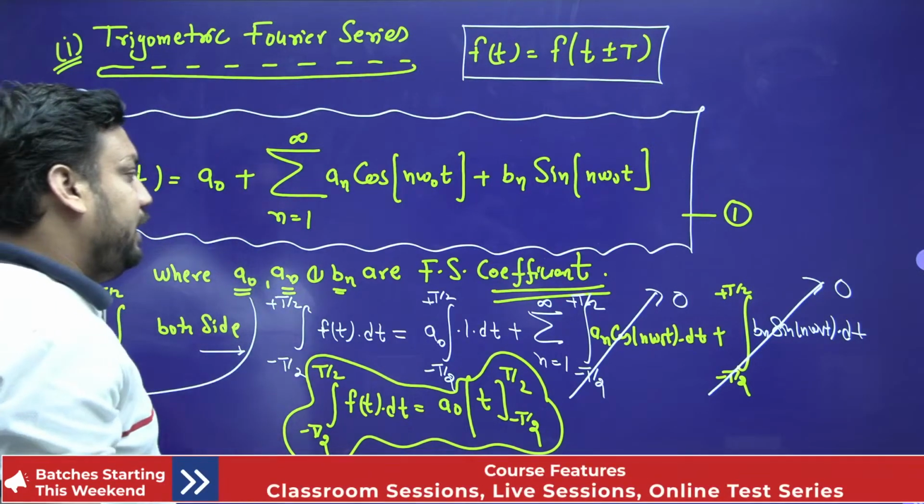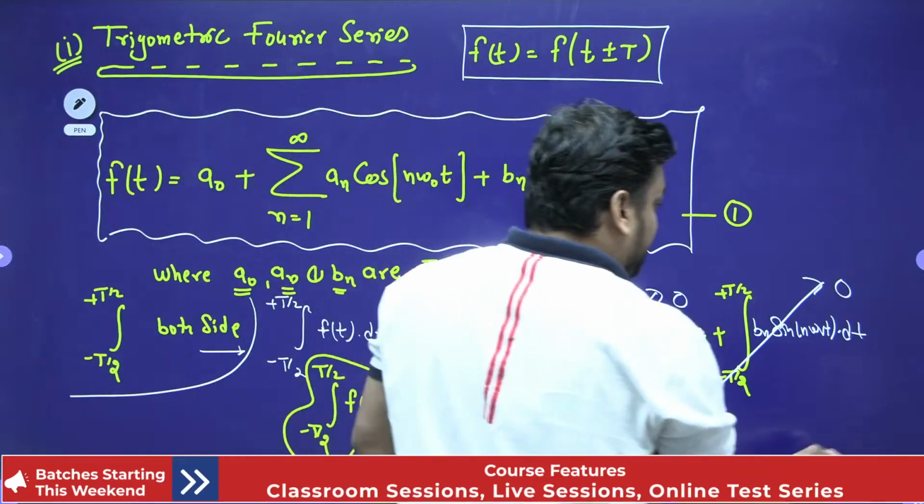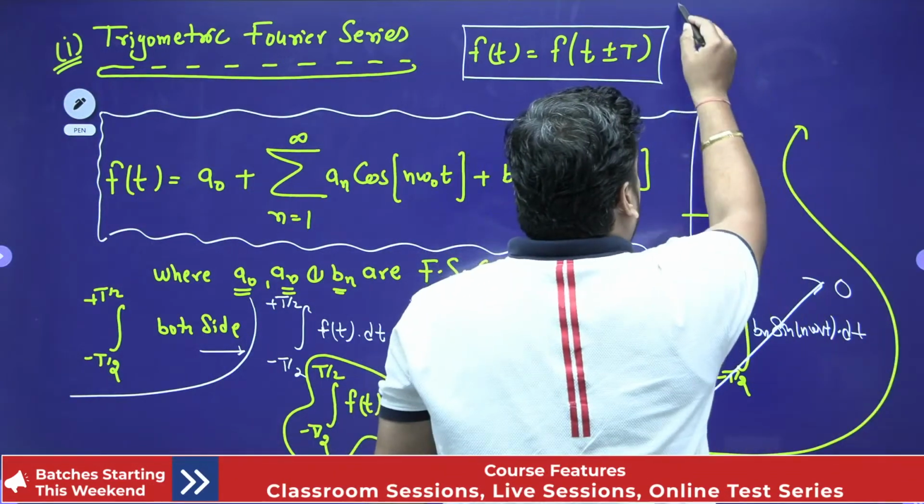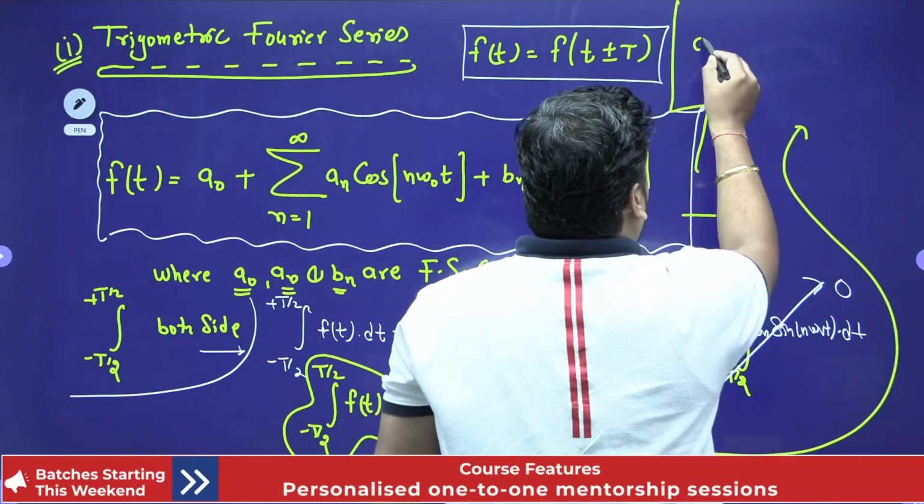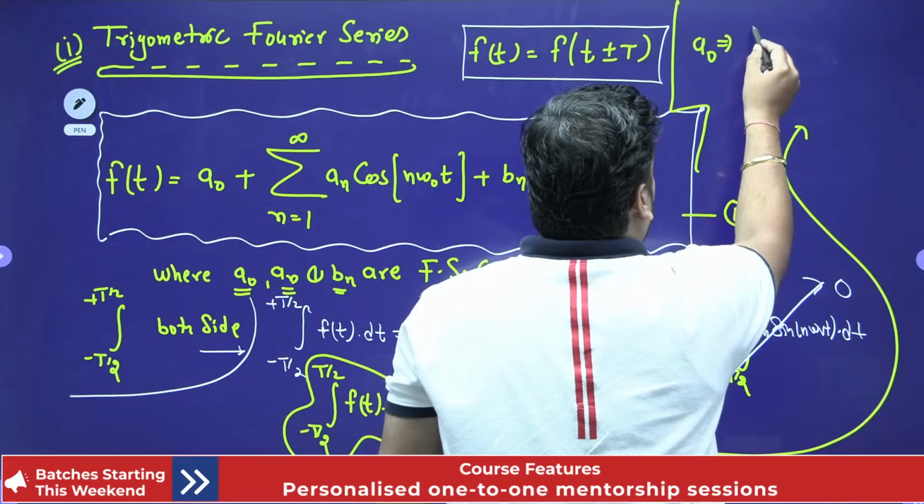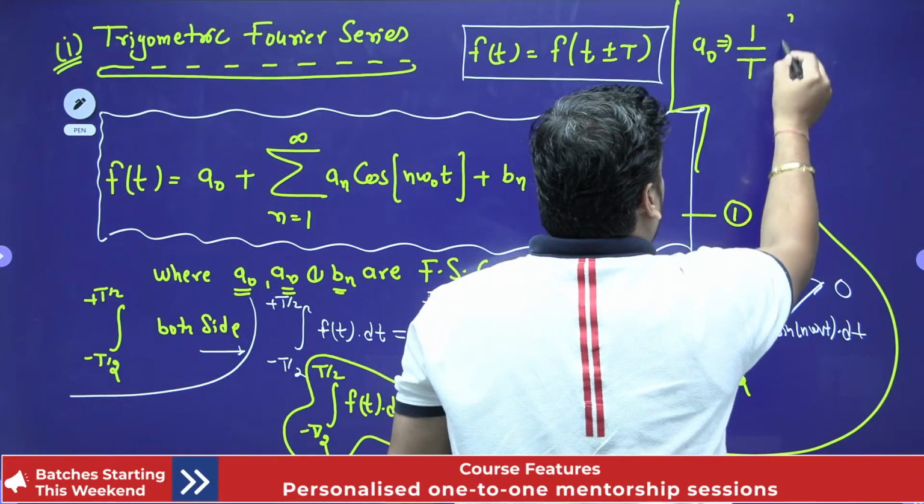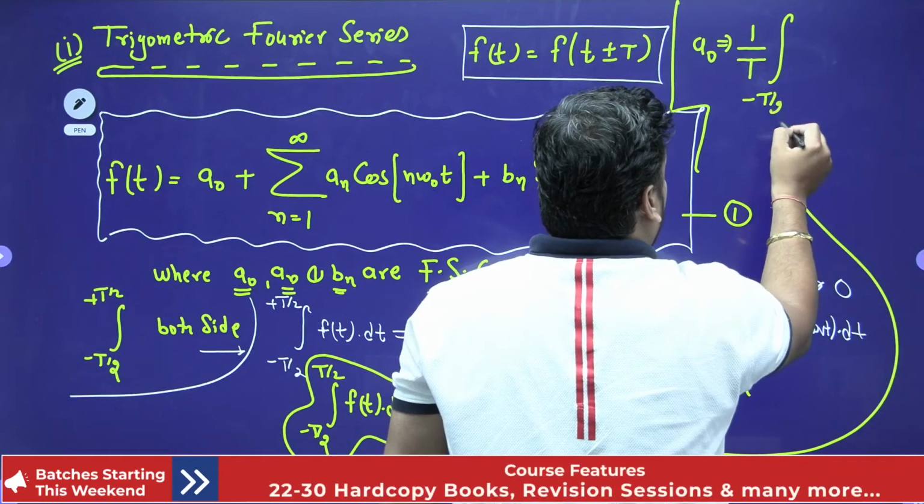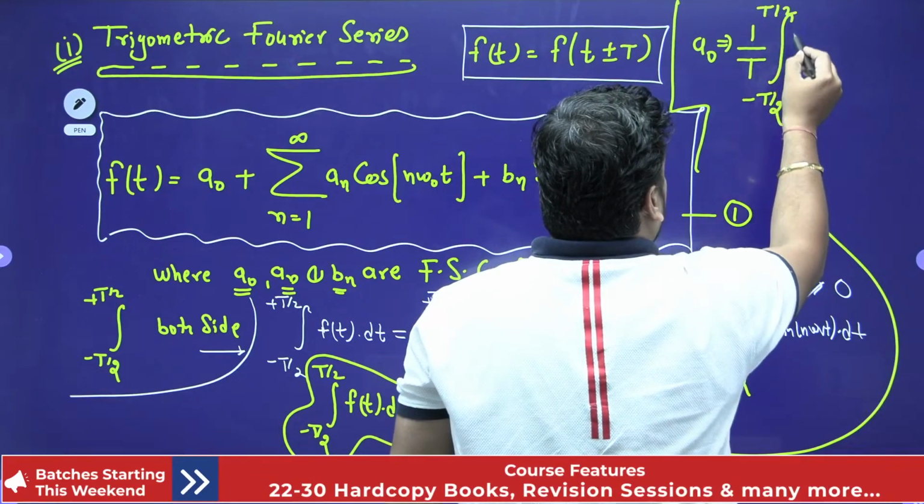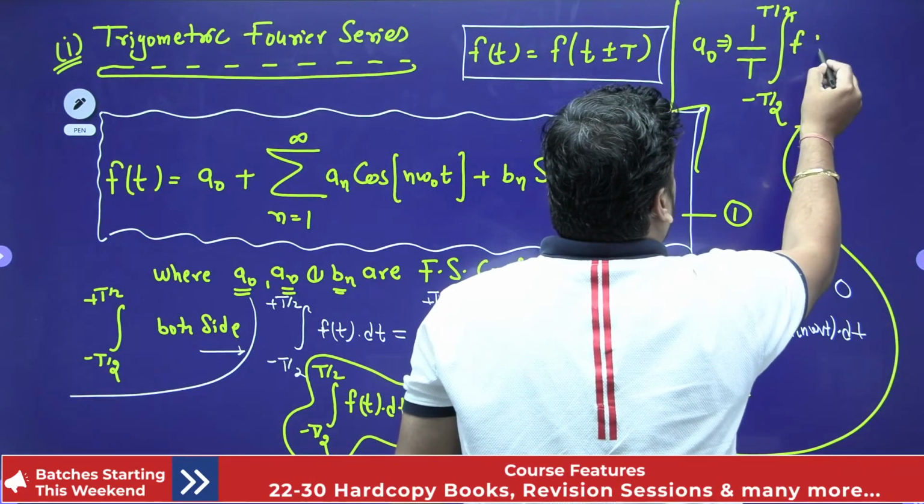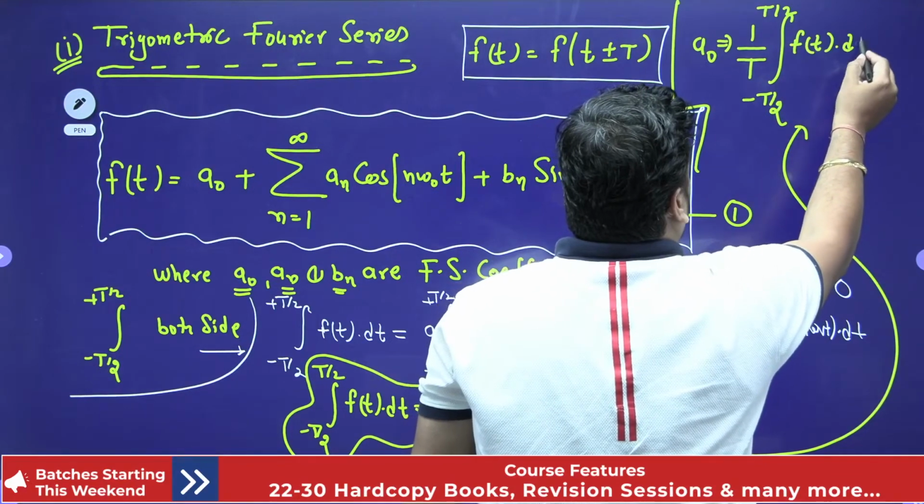So I am writing the A0 value from here to this side, I have space on this side. So my A0 expression will become what, guys? After that I am just doing cross multiplication. So the A0 expression is nothing but 1 by T times the integral from minus T by 2 to plus T by 2 of f(t) dt.